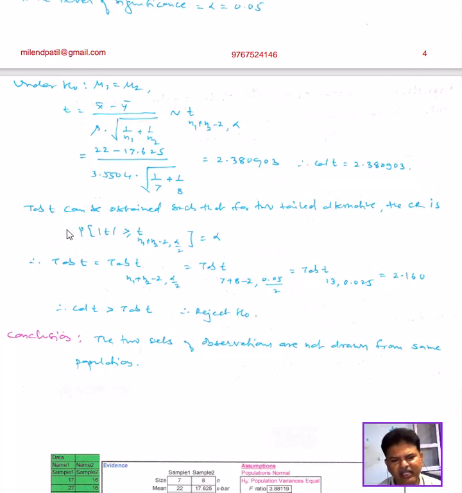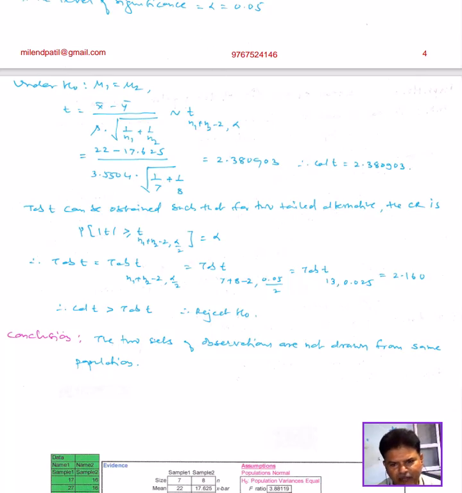And what is table T? Table T can be obtained such that for a two-tailed alternative, this is my critical region and this particular value is my table T. And this value is the calculated T. Recently we have calculated this T 2.38, but now we are interested in finding the table T because we need to compare calculated T with table T, right? So the degrees of freedom is 7 plus 8 minus 2, and this is 0.05 divided by 2. So this is how much? Table T is 13 and 0.025.